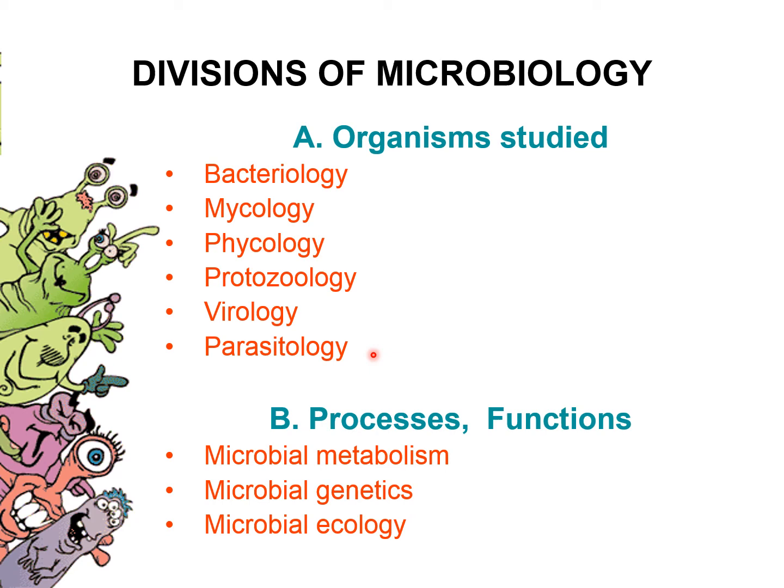So, if we want to classify microbiology on the basis of processes and function, they can be subdivided into microbial metabolism, in which we study how microbes break down compounds and how they make up new compounds. So, both catabolism and anabolism are part of microbial metabolism. So, if you want to study the genetics, that's basically microbial genetics. And if you want to study how microbes interact in environment or ecosystem, that's called microbial ecology.